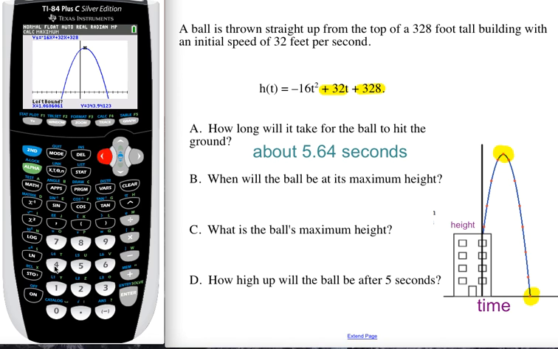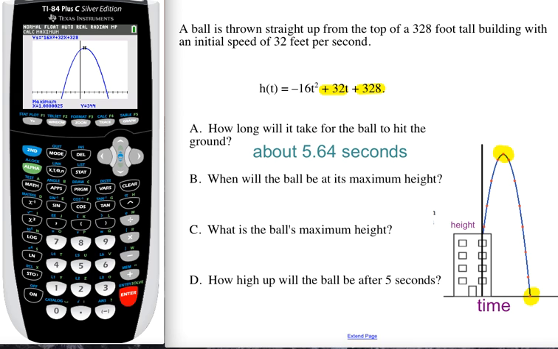So that means you move your cursor to the left of where the vertex is. Not too far to the left, but make sure it is to the left of it. Hit enter. Now it says right bound. Move my cursor a bit to the right. Hit enter. And now it says guess. Yes, please guess. And there it is. It looks like it's about 1, 344.